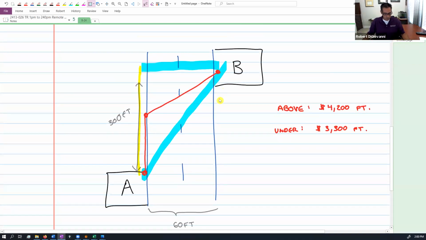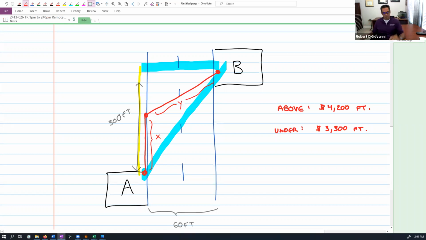So let's say I'm going to go with this model right here, where I go down some amount and then over, and I want to know how much that costs. I'm going to call the distance from here to here, that I don't know, X, because I don't know how far I'm going to go. And I'm going to call the distance from here to here Y. You with me?